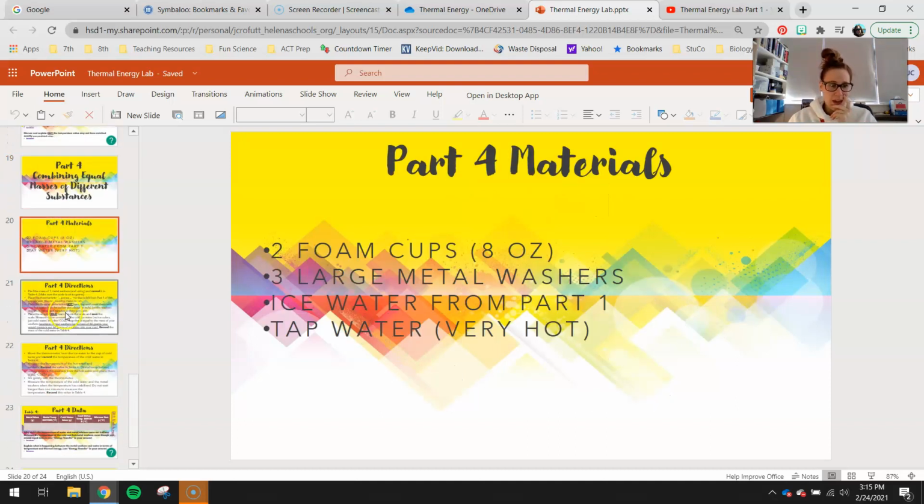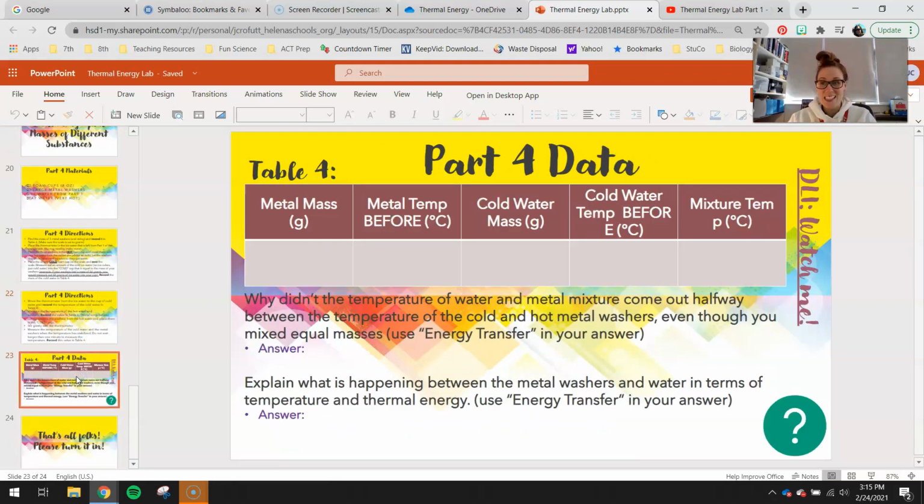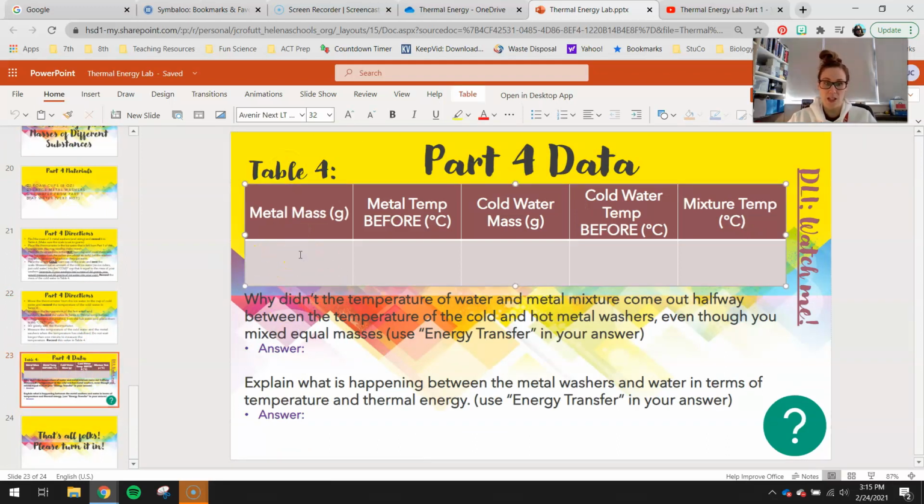Okay, so you can go through that. You will see how I set it up, and I explain why I set everything up that way. Your data table looks a little different. The very first thing I do is weigh those washers, so that goes right there. Then I put those washers in hot water and get you a temp here, so that should be a hot temp for the metal. Then I weigh out my cold water mass. If I did this right, the mass of my metal washers should be the same as the mass of my cold water, and then I take the temperature of the cold water. Finally, I add the washers to the cold water, and then you give me your mixture temp there.